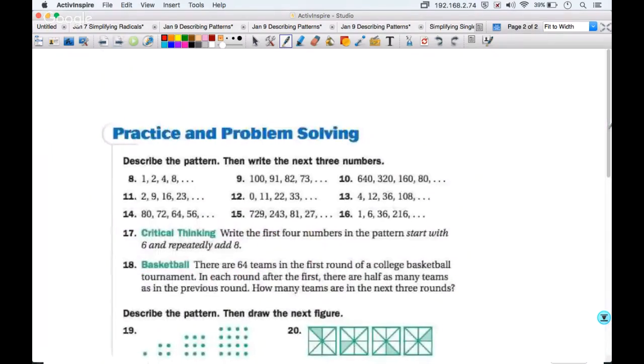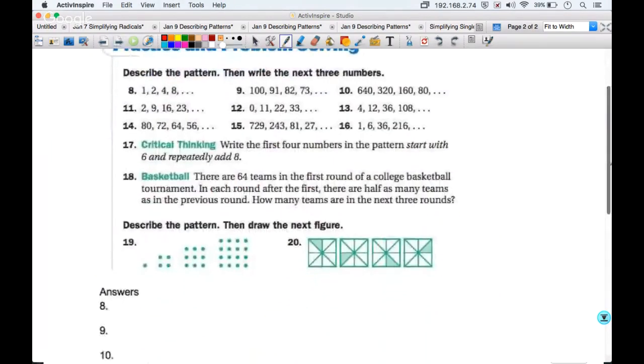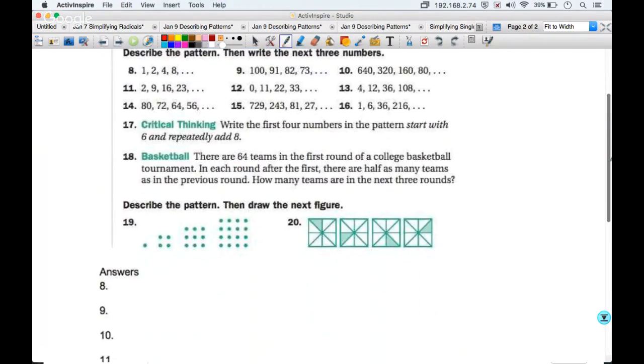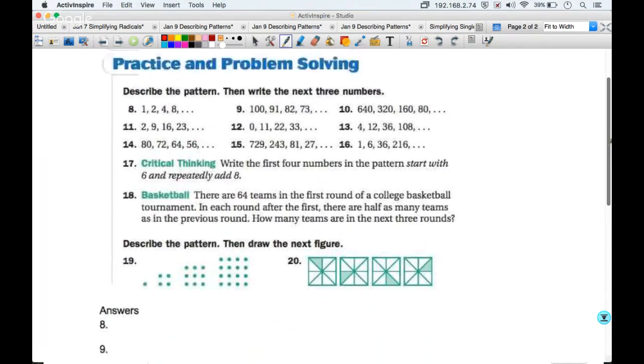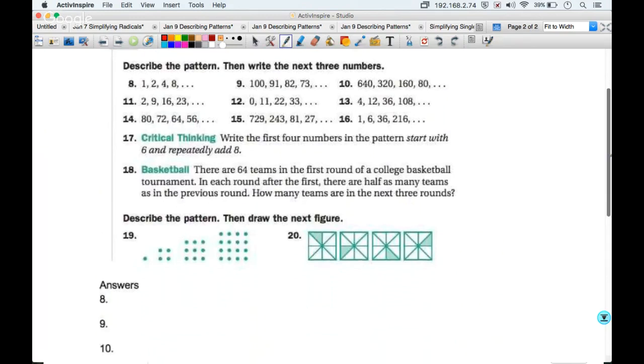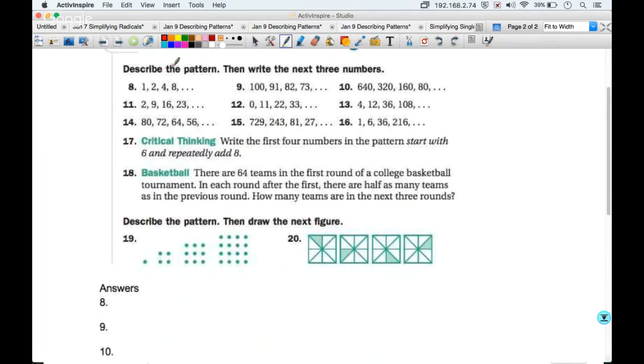Let's go ahead and take a look at the back side. Describe the pattern, then write the next 3 numbers. I'll do a couple of these so we can learn more good vocab words to describe these types of patterns.